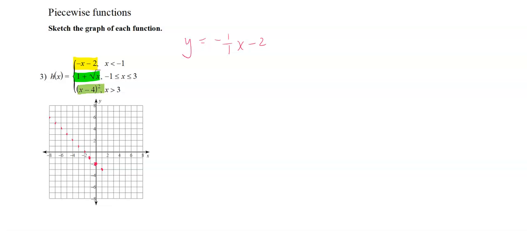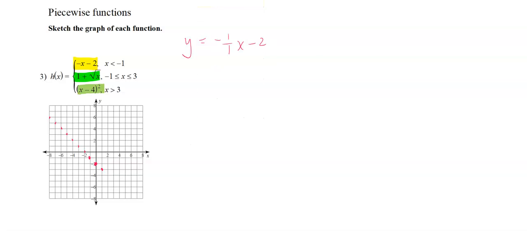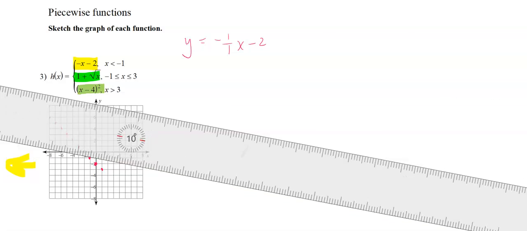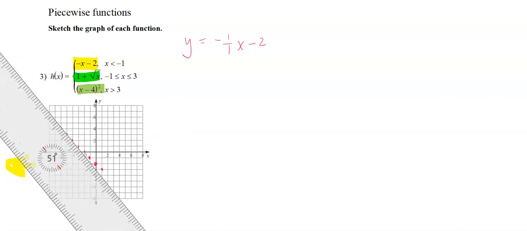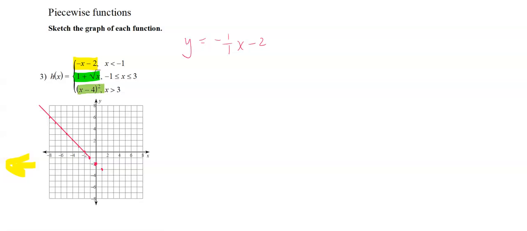Think about this. So I used yellow for that. I'll go back to yellow. So here's -1 right here. So anything that's less than -1 is going to be going to the left. So I want to show this part of the line. Here's my -1. Going to the left. So I'm going to start right here. And boom.